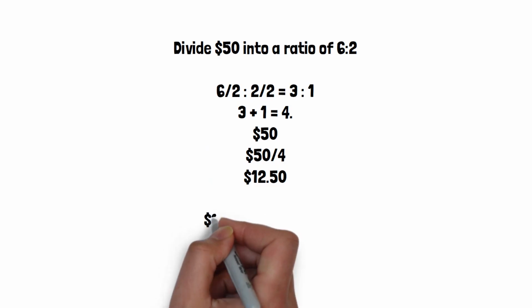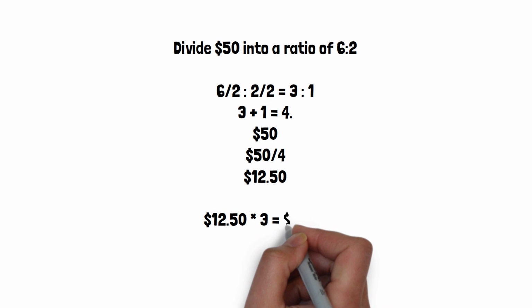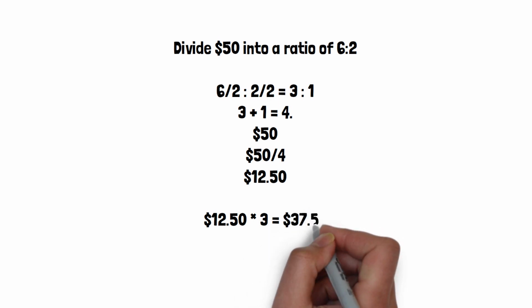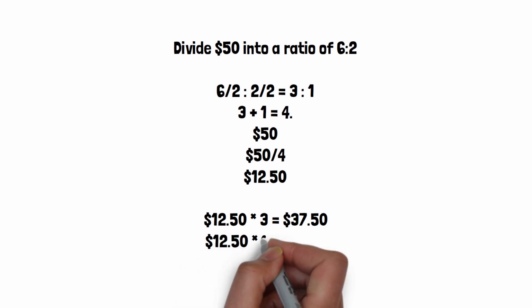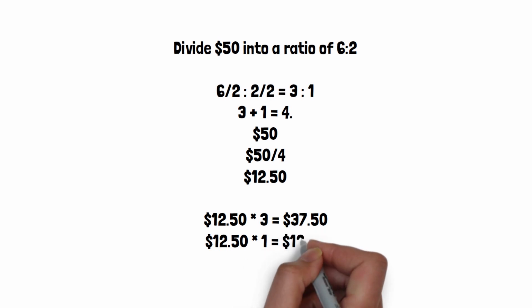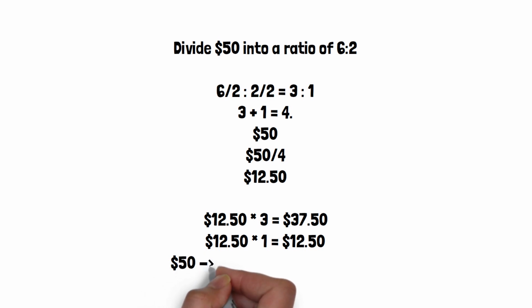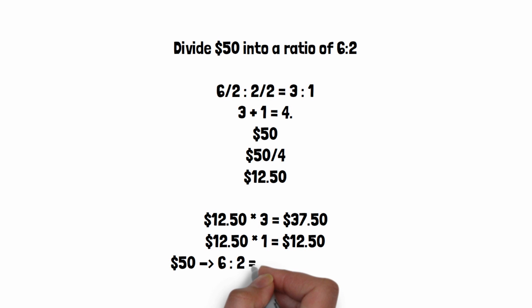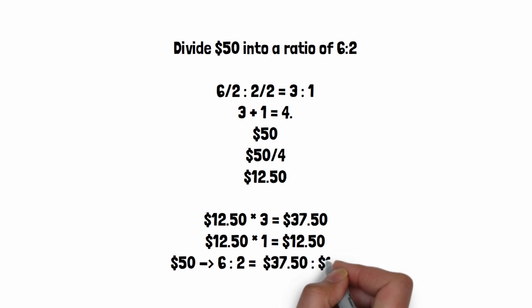Now we need to distribute the amounts, so we multiply the value of each part by the corresponding number in the ratio to distribute the amounts. We will multiply 12.50 by 3, and it will give us $37.50. For the second part, we will multiply $12.50 by 1, and it will give us $12.50. So, out of the total $50, $37.50 will be allocated to the first part and $12.50 will be allocated to the second part, according to the ratio 6 is to 2.